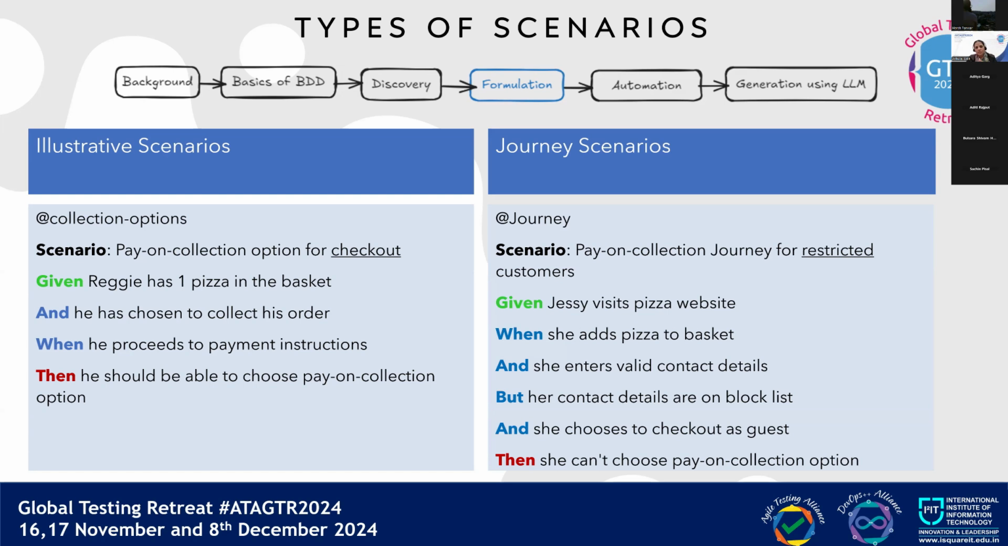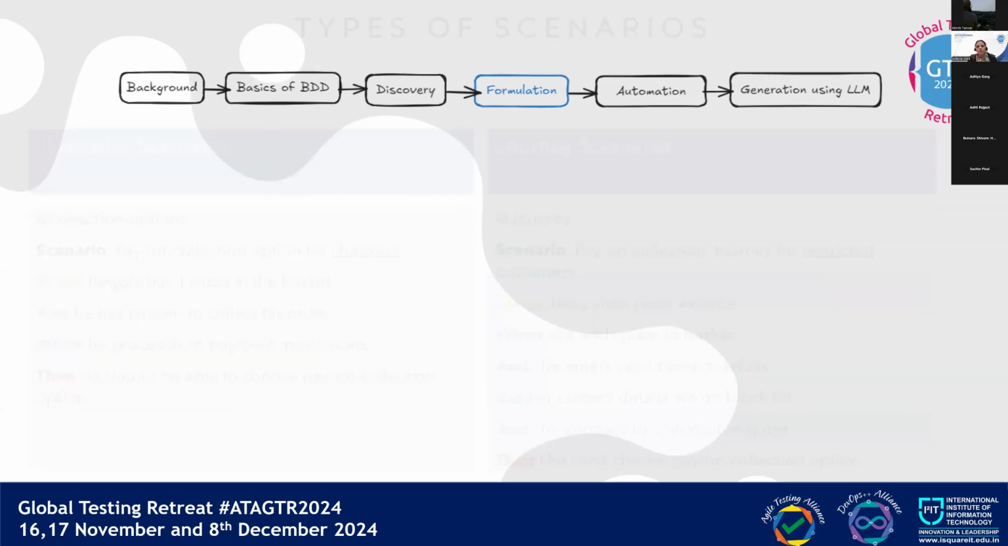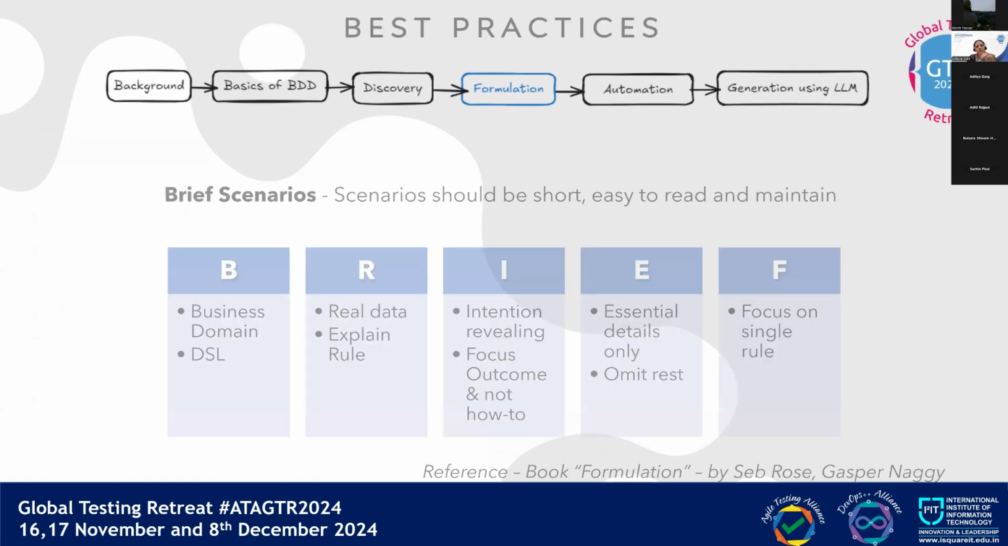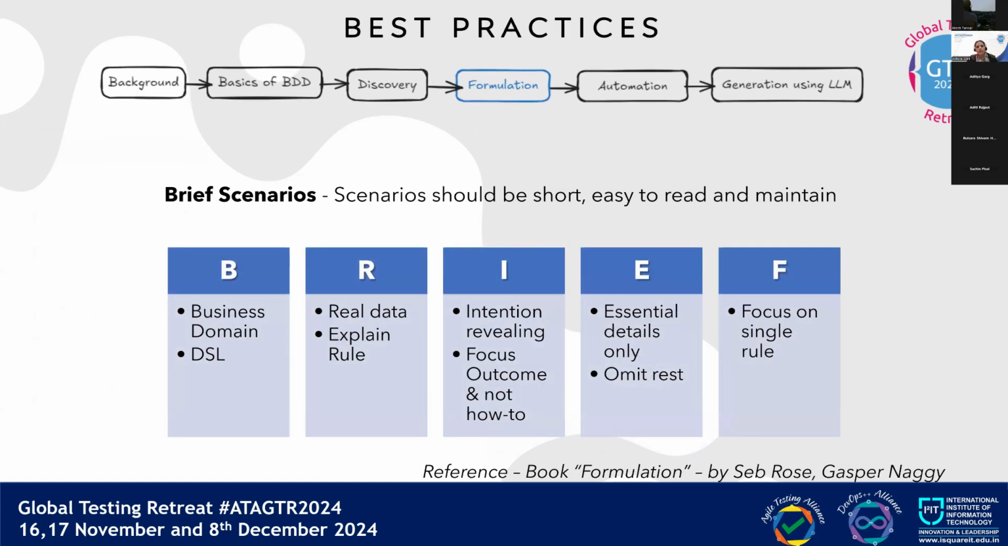When she adds pizza to basket and enters valid contact details, but these are blocked, and she chooses to check out as guest, she should not be given pay on collection option. So that's the clean way of putting down formulation, the clean way of putting down scenarios. So we've seen the block keywords, which are across the scenarios, and then there are keywords which are within the context of the scenario. So let's go over the best practices quickly.